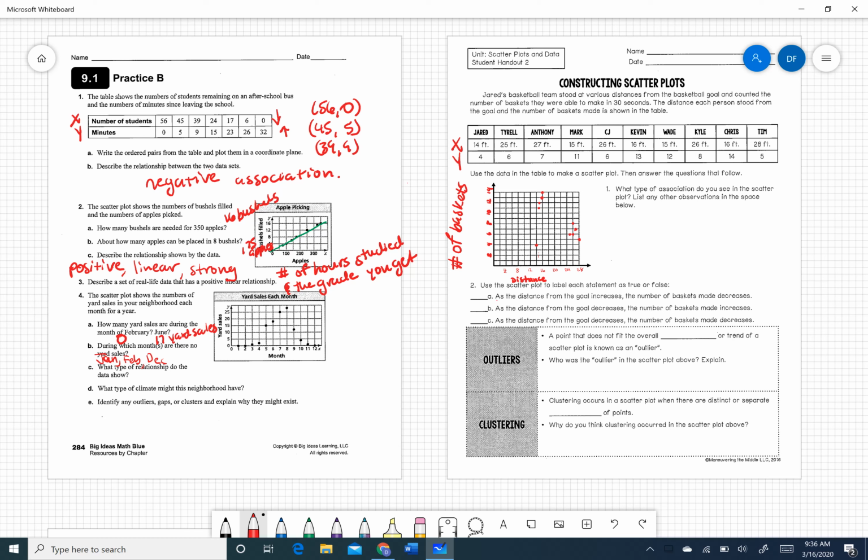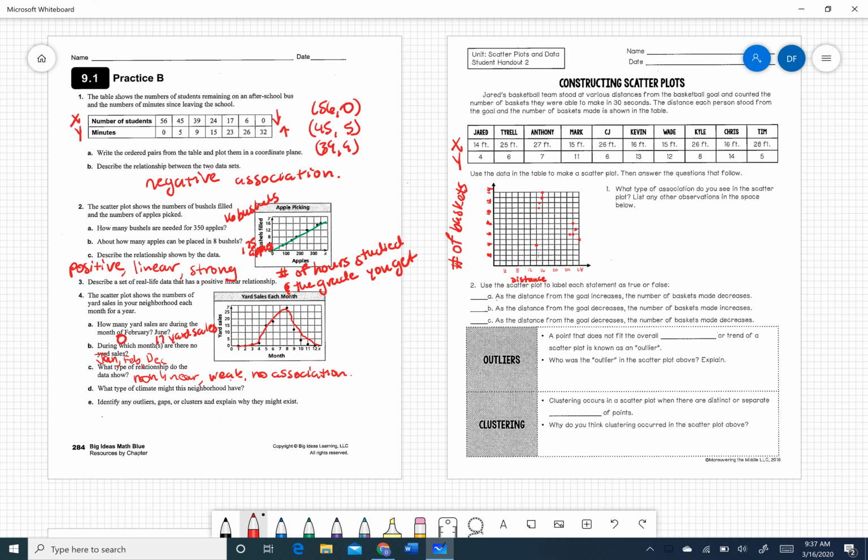Okay. So in part C, what type of relationship does the data show? If I'm looking at this, it's kind of non-linear, right? There's no straight line that it makes. It kind of looks like this, so that's definitely non-linear. I would say it's probably a weak relationship, a weaker association. And it's not really positive or negative, it kind of goes up and down, so I would say probably more like no association.